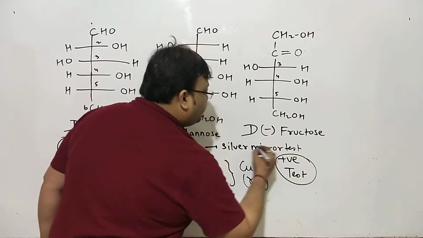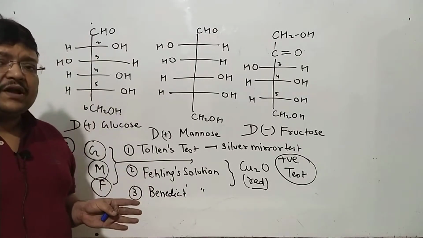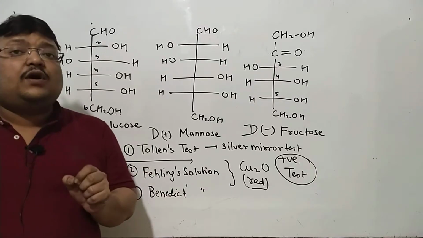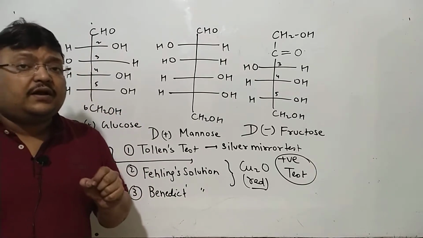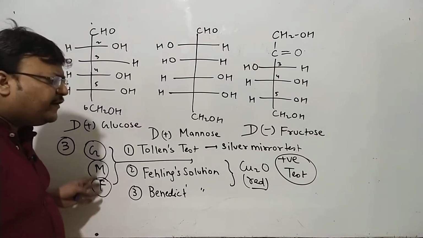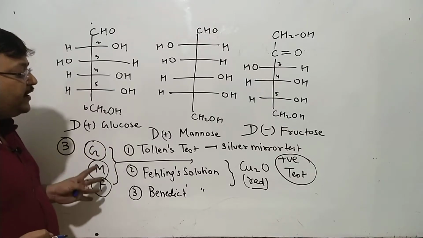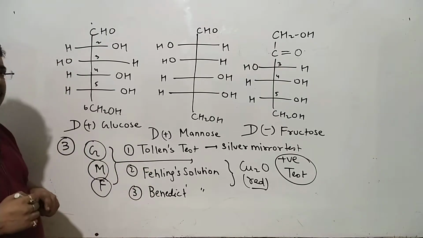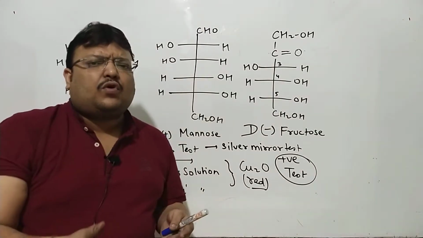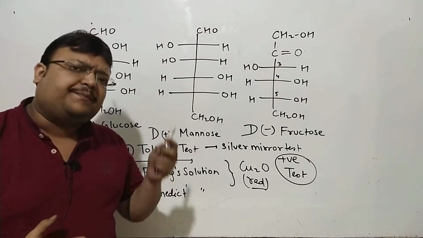Now, when they give these tests positive, this is another term used in carbohydrates. A sugar which reduces these mild oxidizing agents is called a reducing sugar. So glucose, mannose, fructose, all the three are reducing sugars, because they reduce or are oxidized by these mild oxidizing agents. The concept of reducing and non-reducing would be a little more complicated when it comes to disaccharides. In monosaccharides, it's going to be simpler.